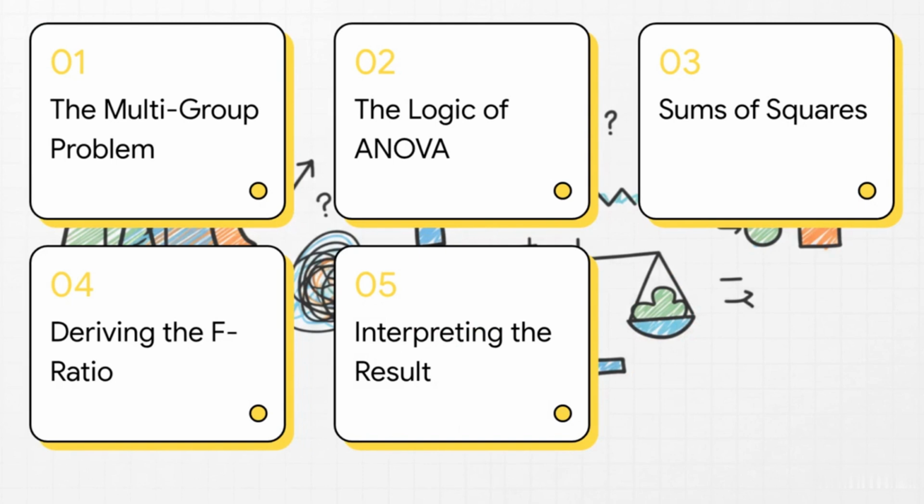Okay, so here's our game plan. First, we're going to dig into why comparing lots of groups is a problem in the first place. Then we'll unpack the brilliant logic behind ANOVA, this whole idea of signal versus noise. After that, we'll roll up our sleeves and walk through the actual calculations, derive the all-important F ratio, and finally figure out what the result actually tells us.